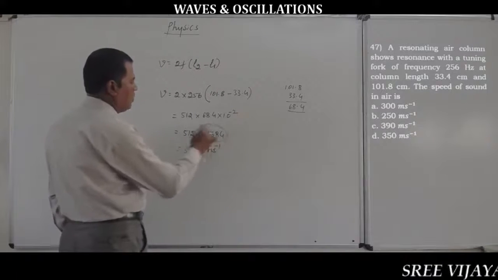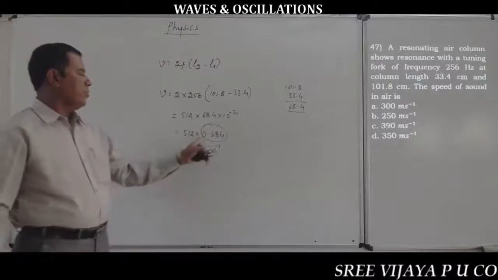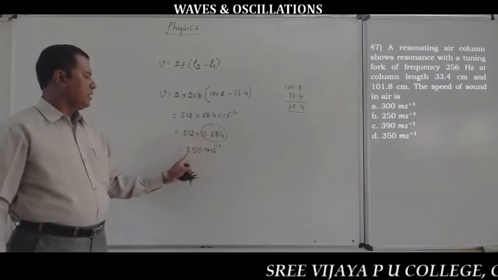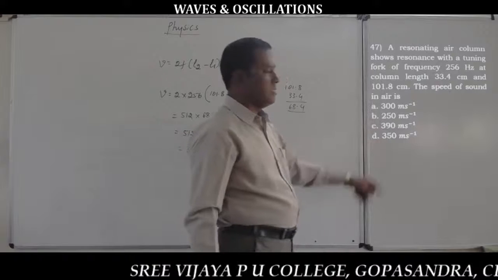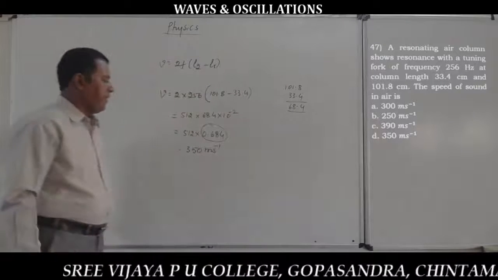So you just round this one to 0.7. If it is rounded to 0.7, so 500 into 0.7, it comes out to be 350. So there is no solution in the range of 350 or 360. Therefore, the correct option will be 350 meter per second.